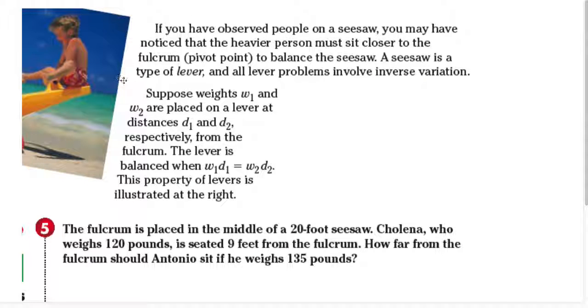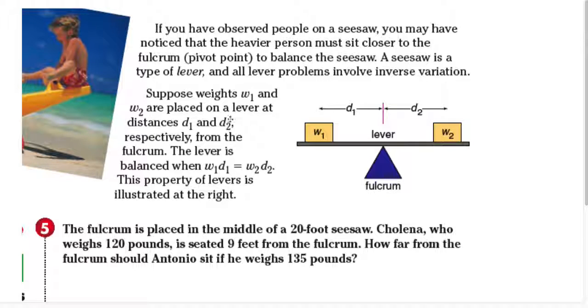Let's take a look at the last example. In the last example, we're going to talk about simple machines. If you have observed people on a seesaw, you may have noticed that the heavier person must sit close to the fulcrum or pivot point to balance the seesaw. A seesaw is a type of lever, and all lever problems involve inverse variation. And this is a simple machine.